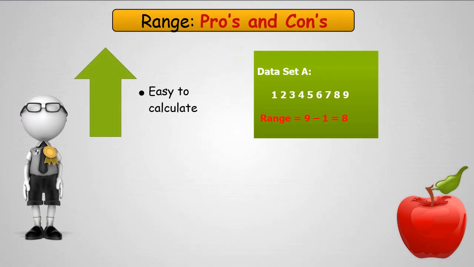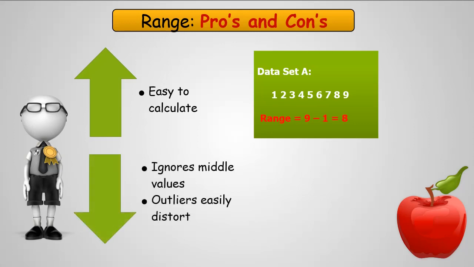So there are some very easy pros and cons to the calculation of range. It's very easy to calculate. One expression, maximum minus minimum, retrieves a value of 8. The problem with range, however, is that it ignores the middle values, and the outliers very easily distort it.